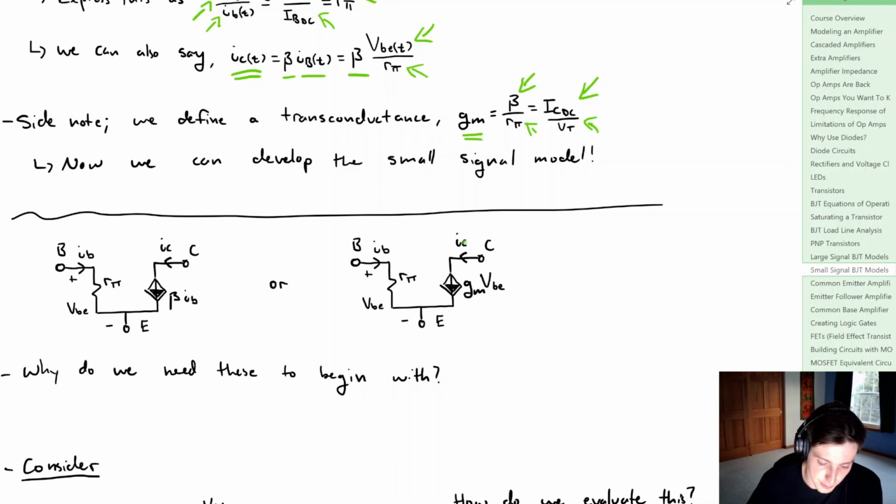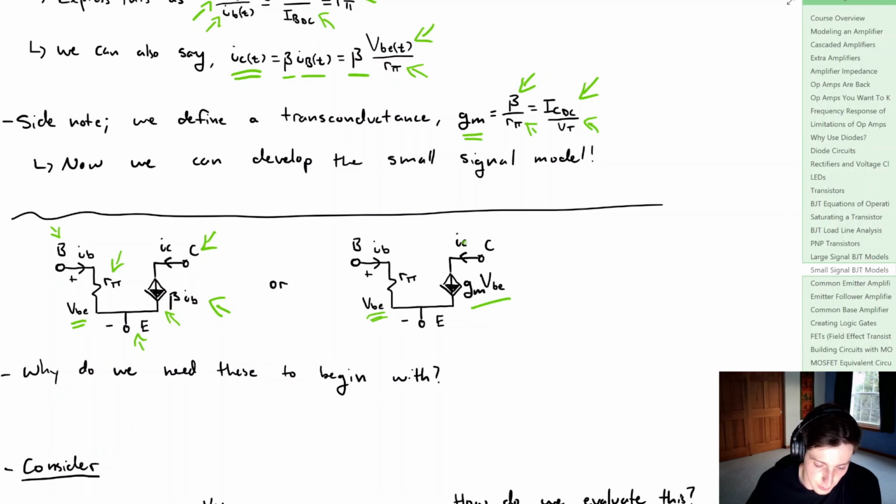So there's a few models you might see. The first one is here on the left. So we have R pi, and then our current is beta IB. So we have our base right here, our collector, then our emitter. We still have VBE, but notice this is the small signal component. Now perhaps a less common thing that you'll see is that current source represented by the transconductance times VBE.